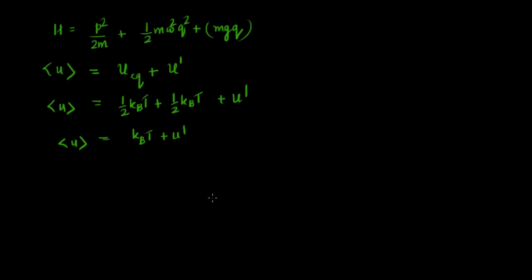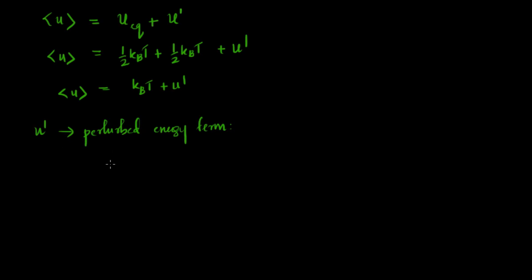So next, how to find this U prime? U prime is referred to as the perturbed energy term. So in order to find the perturbed energy term from this Hamiltonian, what I'm going to do is a very simple technique, and I'm going to show it here. So the Hamiltonian again I'm writing is p square by 2m plus half m omega square q square plus mg q cube.